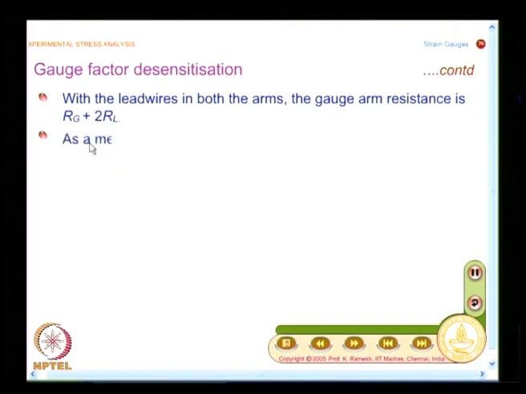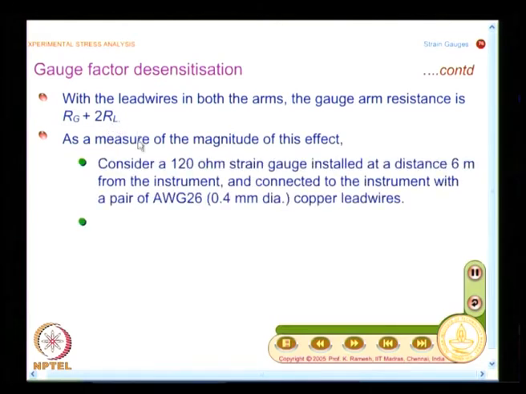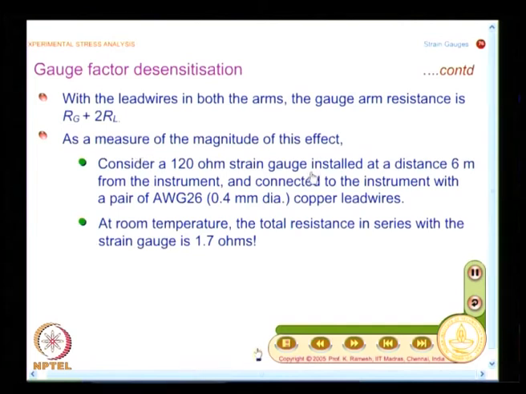And as I mentioned earlier, the resistance in the arm increases to R_g plus 2 R_L, and let us look at a simple practical example. Suppose I take an installation which is at a distance of 6 meters from the instrument, and you have to connect this strain gauge to the instrument, and you take a good set of copper lead wires. The specification is also given. This is AWG 26 of 0.4 millimeter diameter. For a 6 meter length, the total resistance in series with the strain gauge is 1.7 ohms. This is at room temperature.